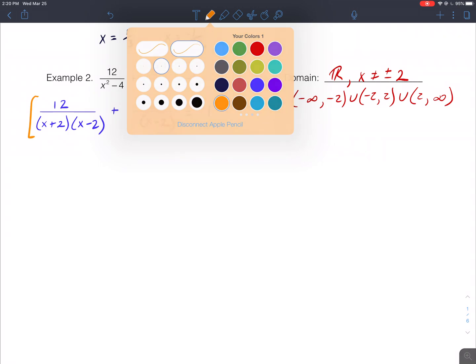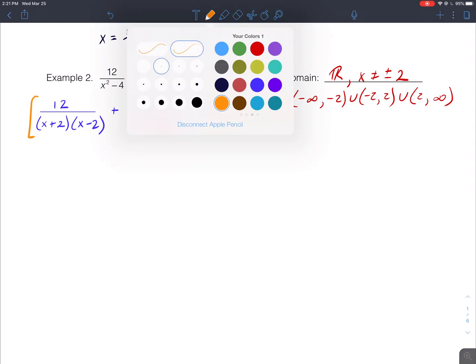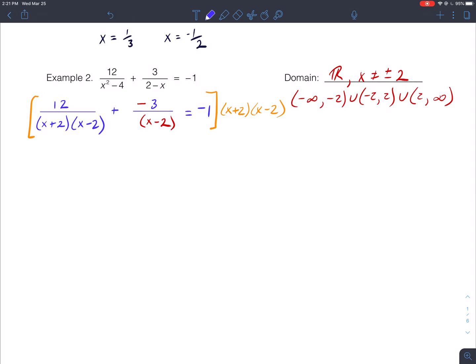I'm going to take the entire equation and multiply by this common denominator, x plus 2 times x minus 2. And so that's going to give me technically 12. Notice both of these expressions, when multiplied by my common denominator, both of these factors are going to cancel off. So I just have 12 times 1.